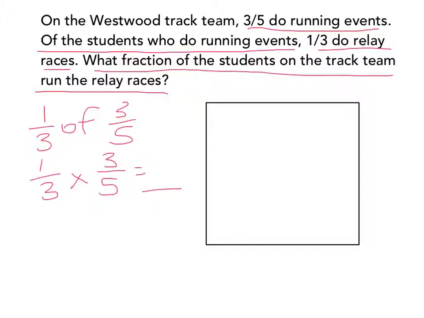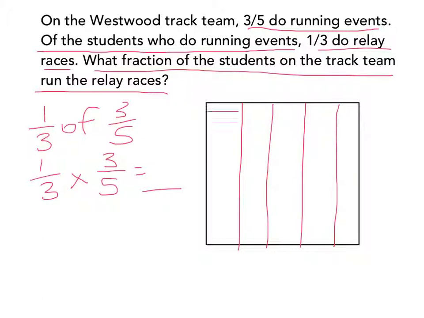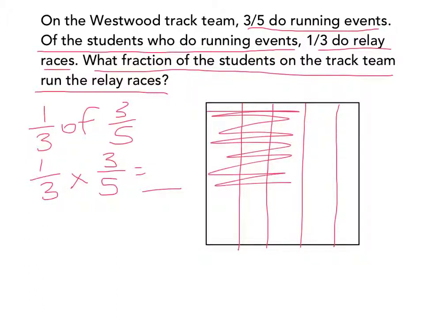I'm going to imagine that this square is representing the entire Westwood track team. So first I'm going to show the 3/5 who do running events. So I'm going to divide the team into fifths, and I'm going to shade in 3/5 to show those that are participating in running events.